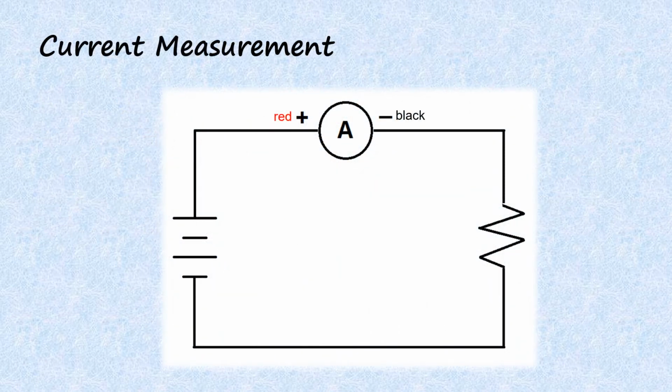Here we see a simple circuit with an ammeter connected in series with a resistor. Again, the red lead is on the positive side of the circuit and the black lead is on the negative side.